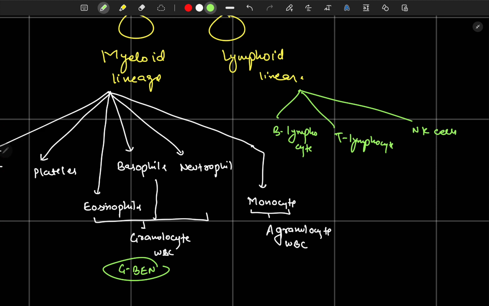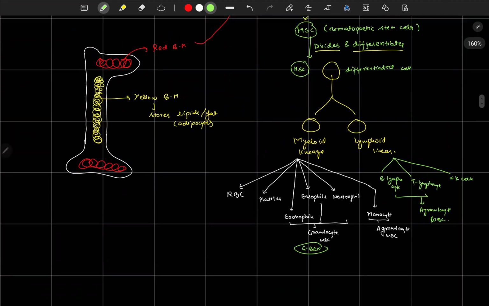Okay, so you just memorize these. Don't try to go in depth a lot. This will be covered in the human health and disease topics as well. So these B lymphocytes and T lymphocytes are also part of the agranulocyte group, WBC. Okay, so this was in brief.